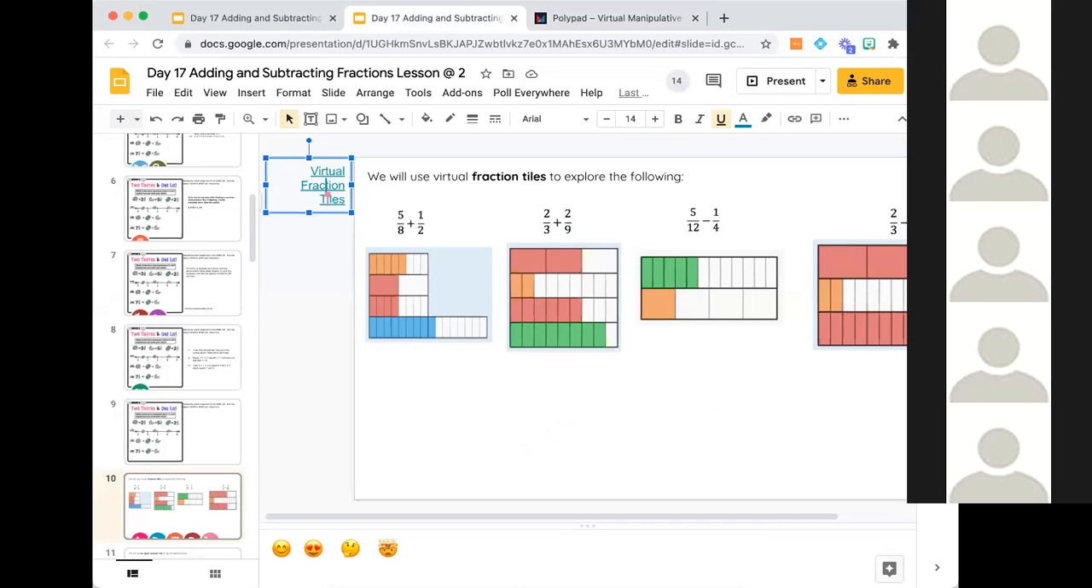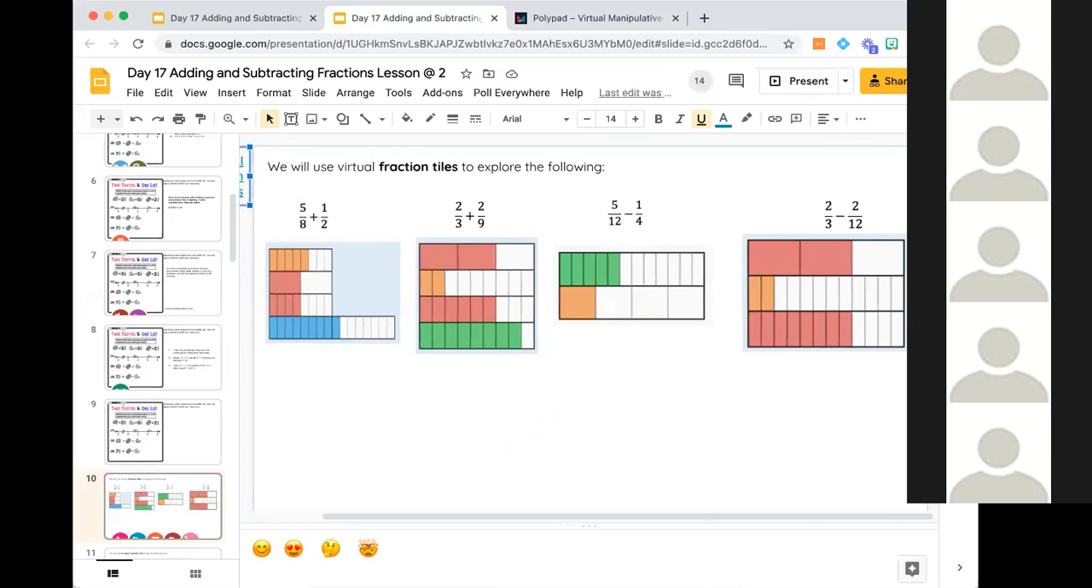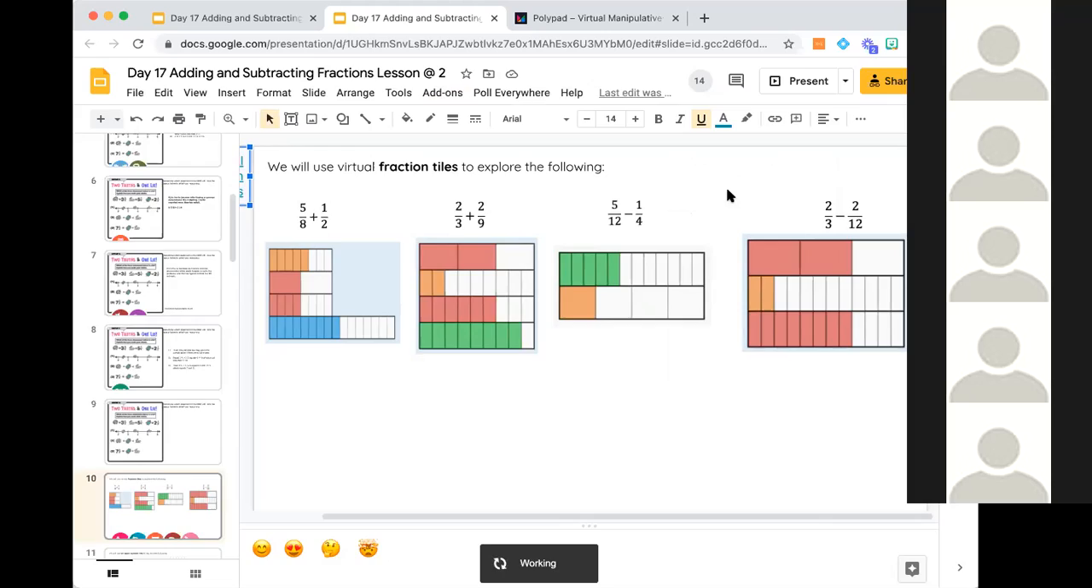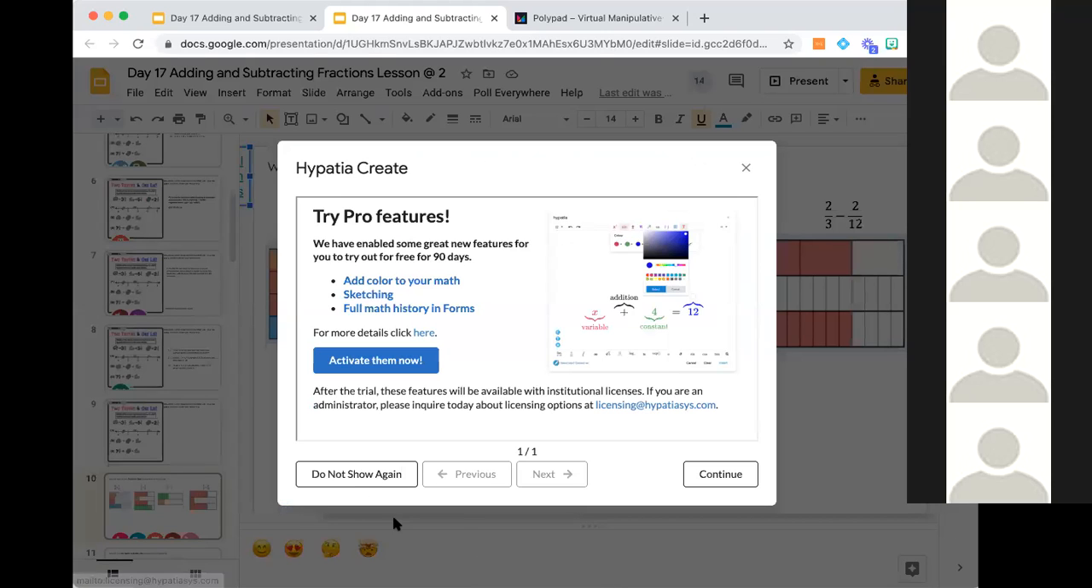I'd also like to introduce you to an add-on that comes within Google Slides. Anybody can grab this add-on. It's a free add-on called Hypatia Create. I found it by clicking add-ons in Google Slides and then get add-ons, and then I found Hypatia Create. I specifically like the edit math will have a pop-out window for you, but I prefer the mini editor, which puts it off to the right-hand side for us.